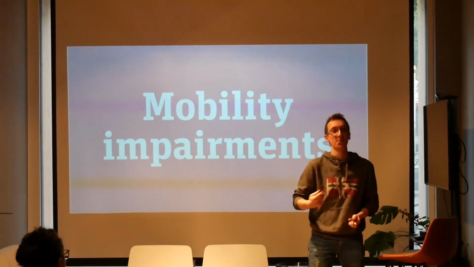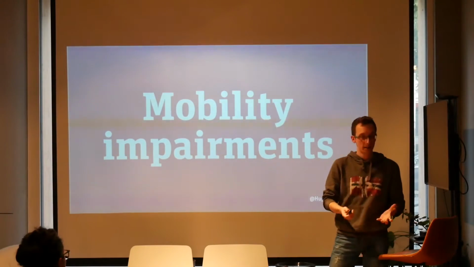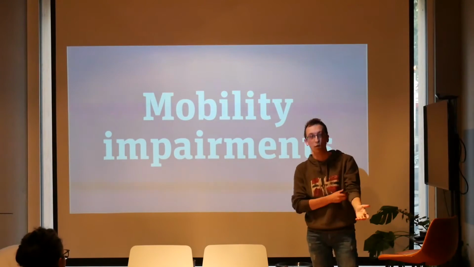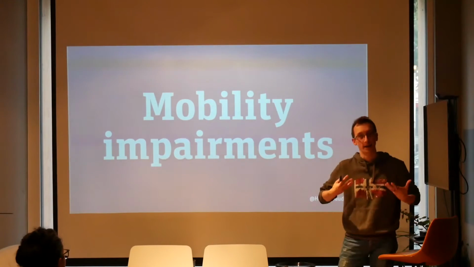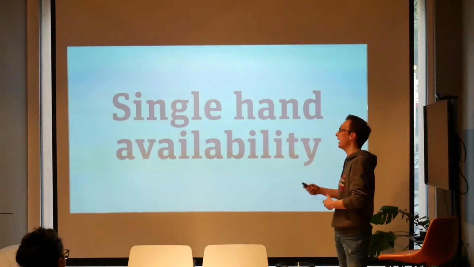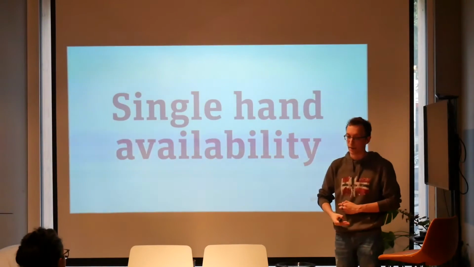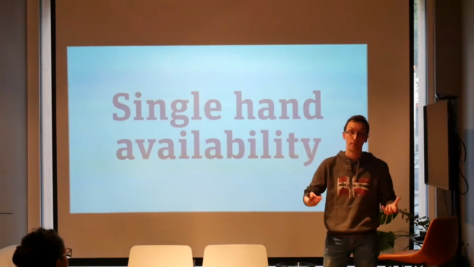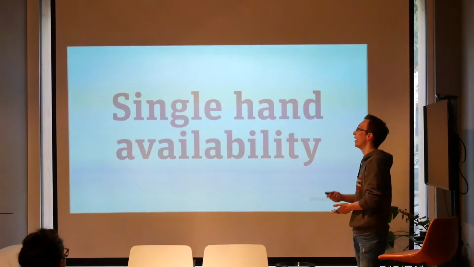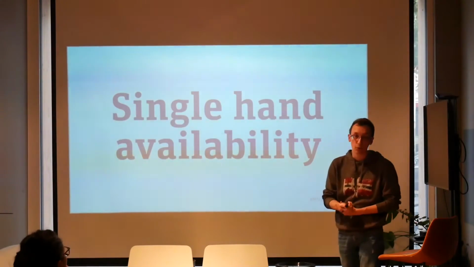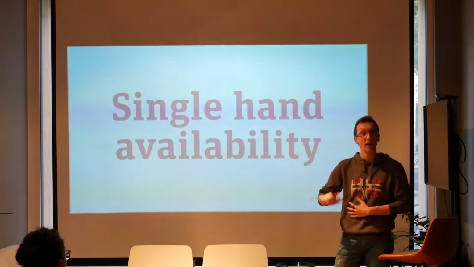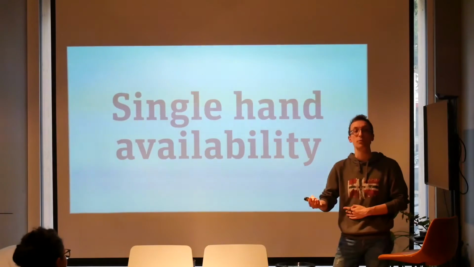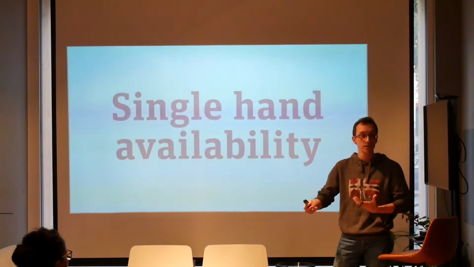So let's move on to our second big category, mobility impairments. Because we're talking about the web here, we're going to talk about mobility disabilities in the upper body parts. Again, there's a lot of reasons why someone could have an impairment like this. One is having only one hand available. It can be unfortunate, like someone who has only one arm, for instance, but it can also be someone who has their infant in their arms.